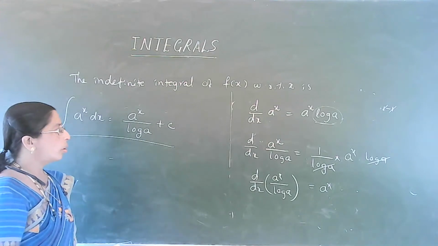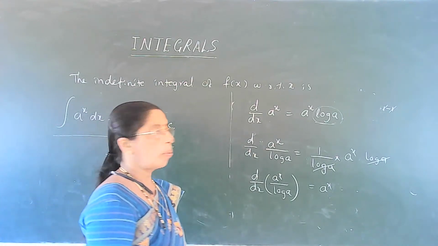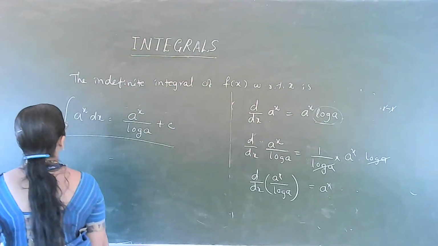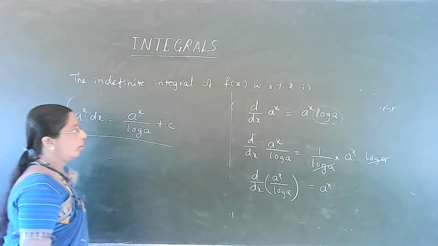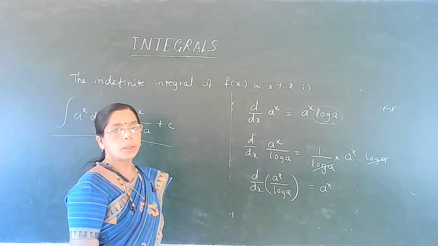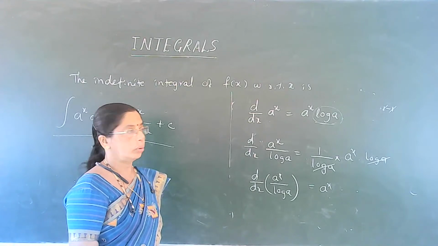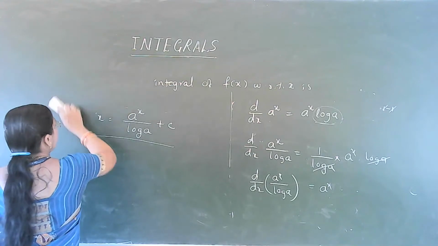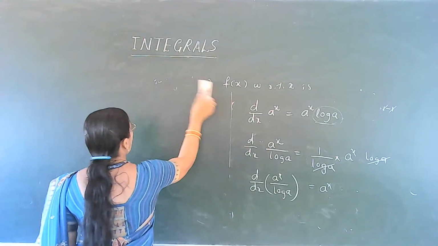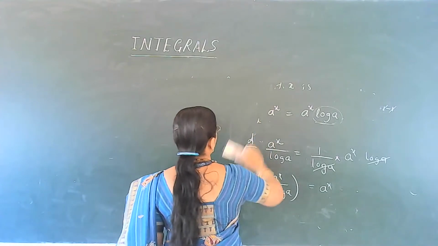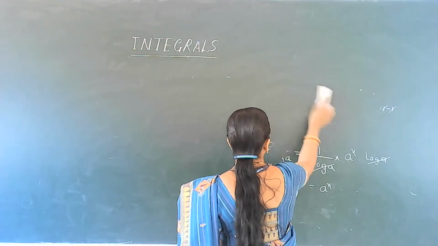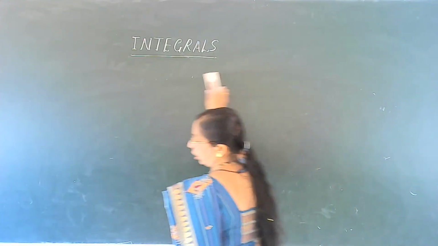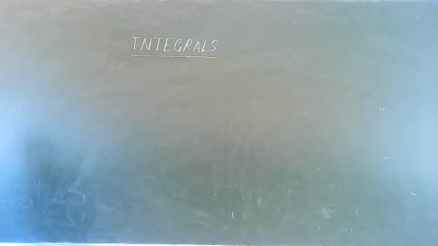In this way, we solve the other problems by using this formula. We find the antiderivative of the function when we know the derivative of the function. But sometimes we don't know the derivative of the function, then we find the integration of the derivative.